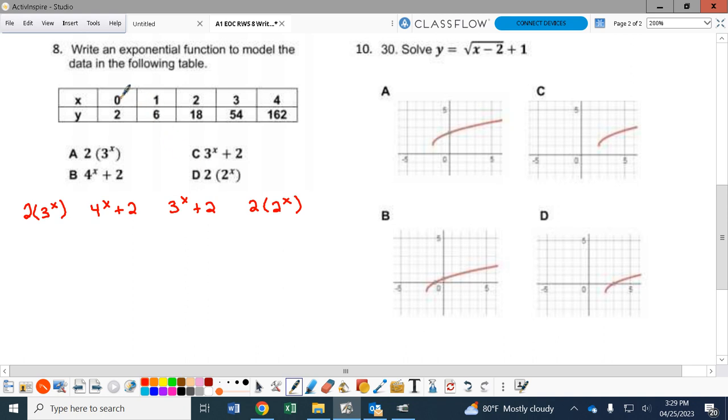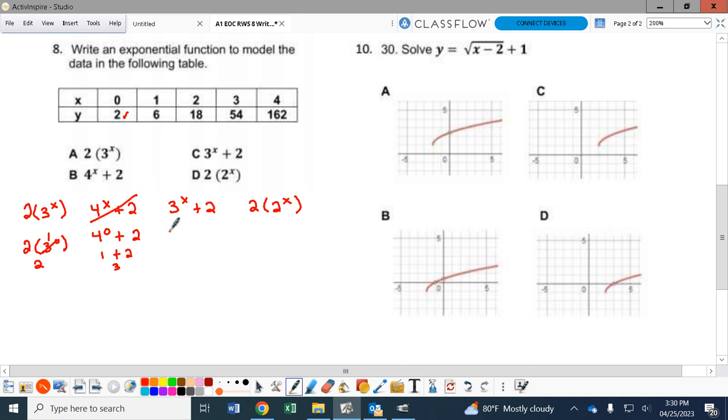I'd start just by plugging 0 into all of them, see if it eliminates any of them. 2 times 3 to the 0, guys, is 2 times 1, which is 2. That works for that one. Let's see if it works for this one. 4 to the 0 plus 2 would be 1 plus 2, which would be 3. And that's not 2. That doesn't work, so that one's out.